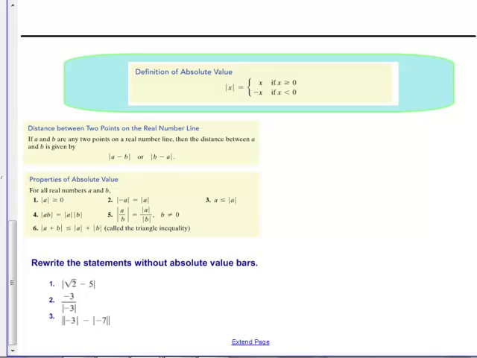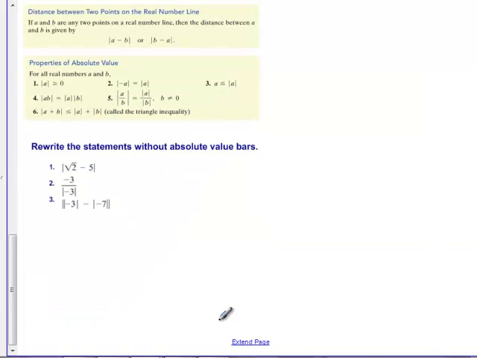All right, so let's see. We'll go ahead and do number 1. So the square root of 2 minus 5. Which one of those two numbers is bigger? Yeah, that 5 is going to be bigger, right? So the square root of 2 minus 5 gives you a negative. I'm just talking about the inside part. So the square root of 2 minus 5 gives us a negative.